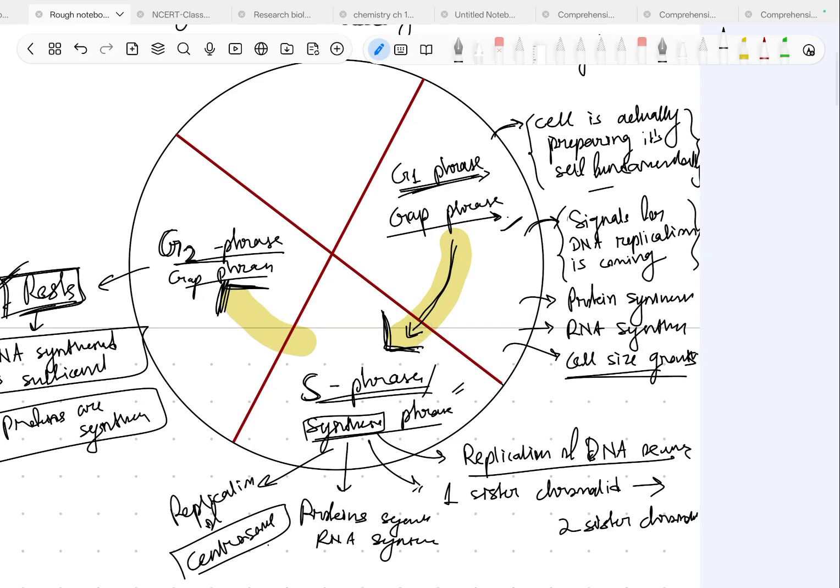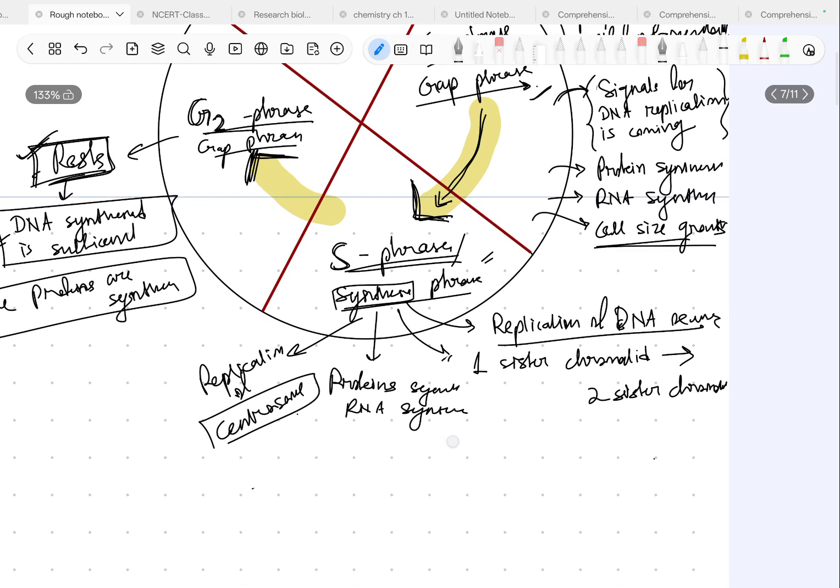Then comes the S phase, the synthesis phase. As the name suggests, it is synthesis. So it will synthesize, meaning replicating the DNA and centrosome, which I have described, and synthesis of protein and RNA.